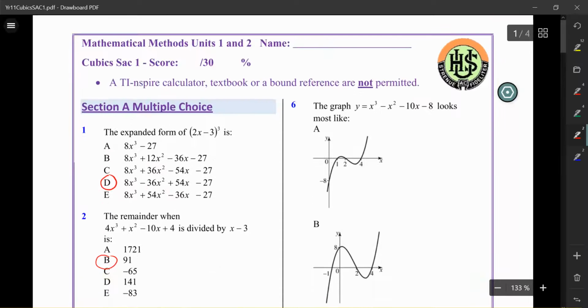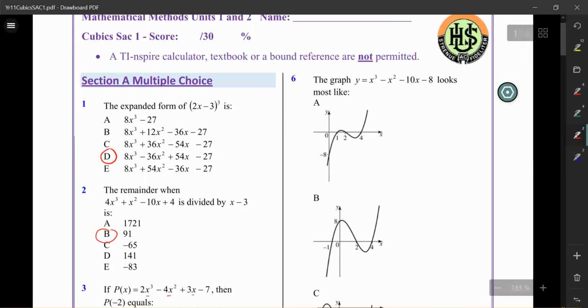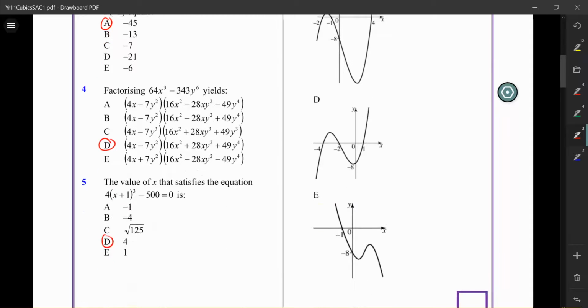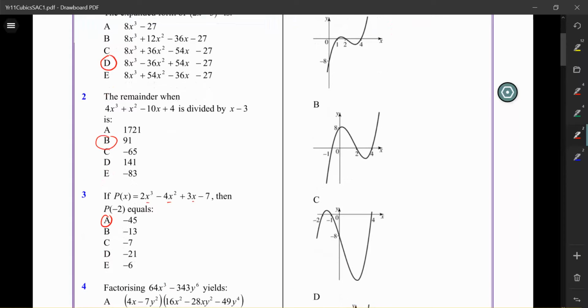Okay, so far you notice the way I'm doing it, I'm just using my CAS right here, and that's the expectation that you need to be able to do. So the graph y equals x cubed minus x squared minus 10x minus 8 looks most like, well, we can tell that the y-intercept is negative 8 because when x equals 0, they all cancel out and you get negative 8. So anywhere that doesn't have a y-intercept of negative 8 is wrong. So it looks like they all have negative 8 except B.